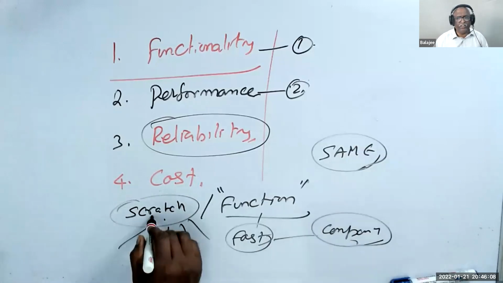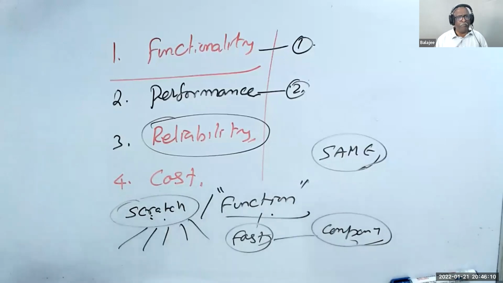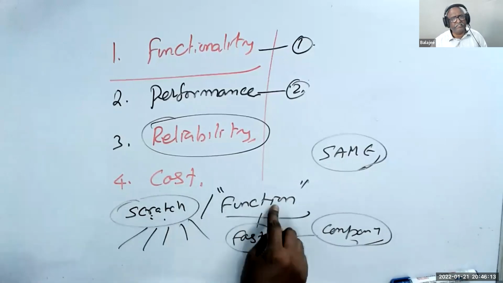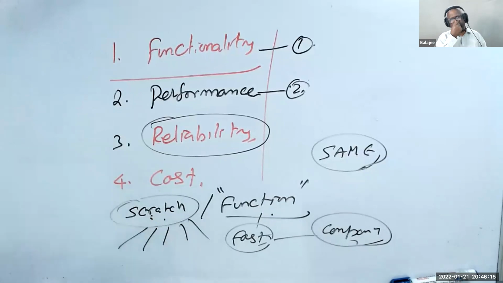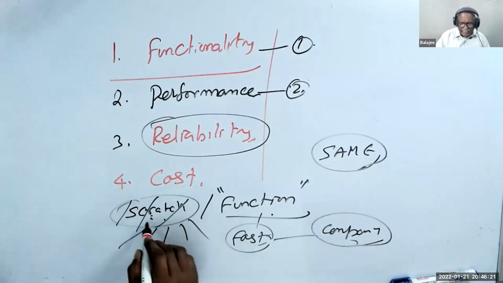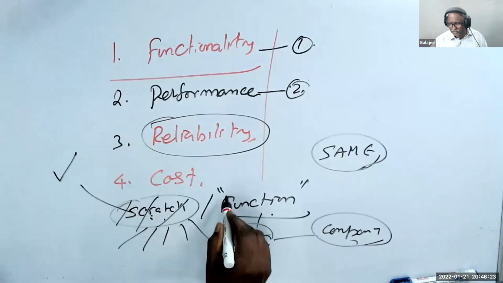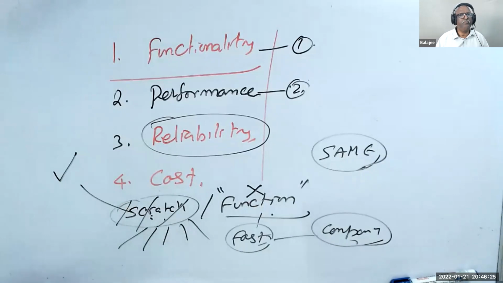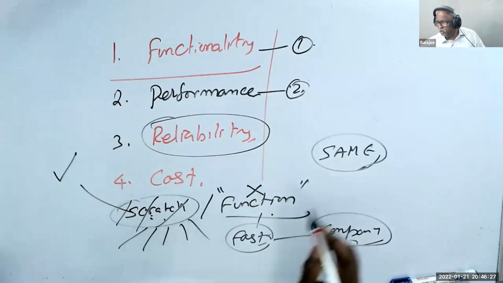If you know only this, if you don't know this, then also bad. And if you know only this, and if you don't know this, that's also bad. Most of the ECE students, the problem is this. You all know only scratch. You don't know how to use the functions. That's your problem. You are too technical, too detailed.